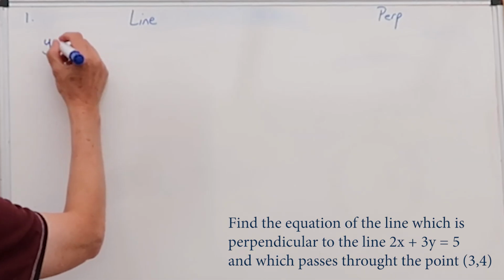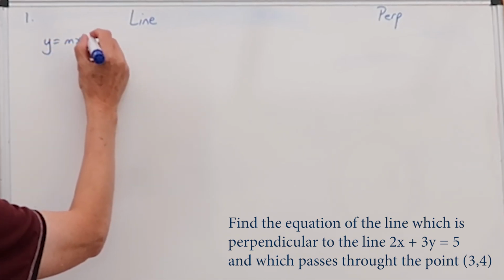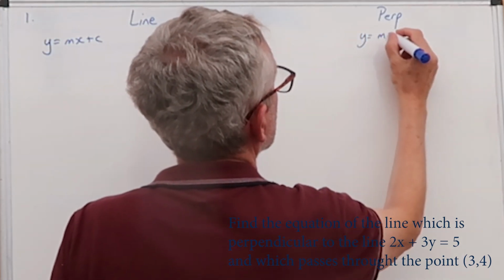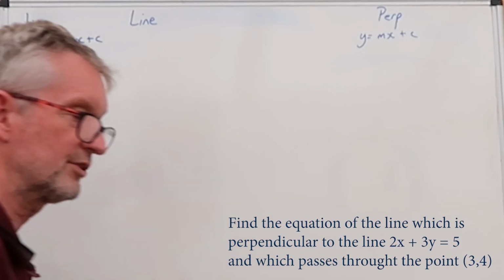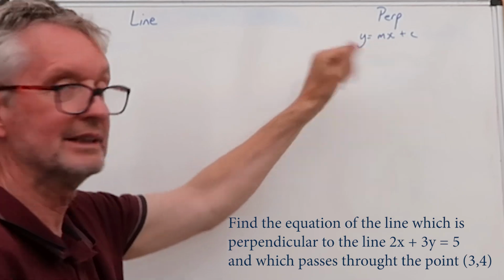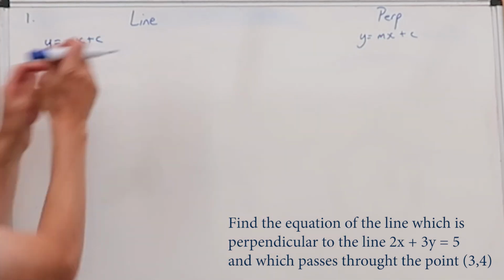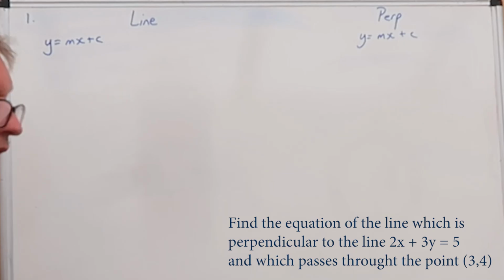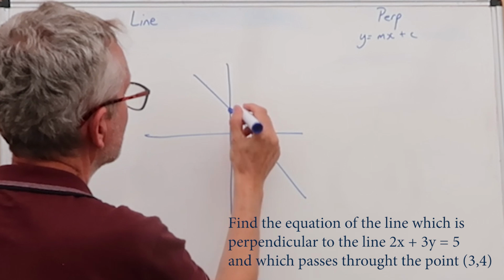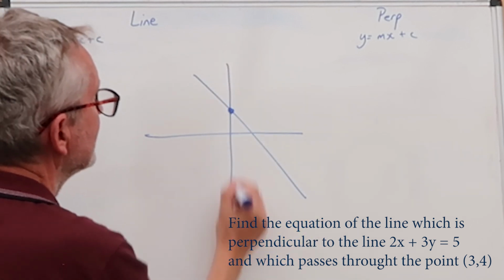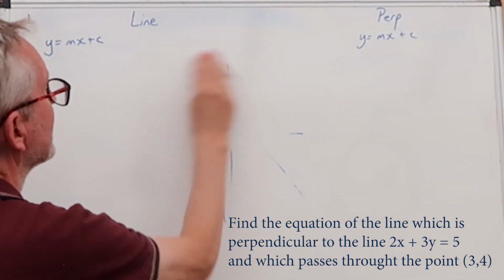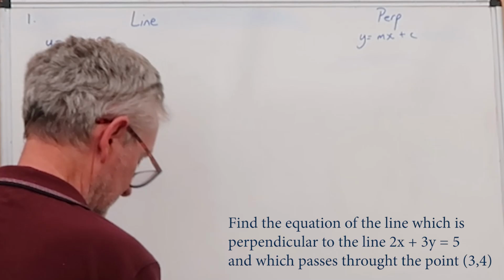The equation of a straight line is always y equals mx plus c. That's the form it takes. So let's put it on both sides. So now we're aiming to find an equation that is in that form. m is the gradient, c is the intercept on the y-axis. In other words, it's where this line crosses the y-axis. I'll just write that out.